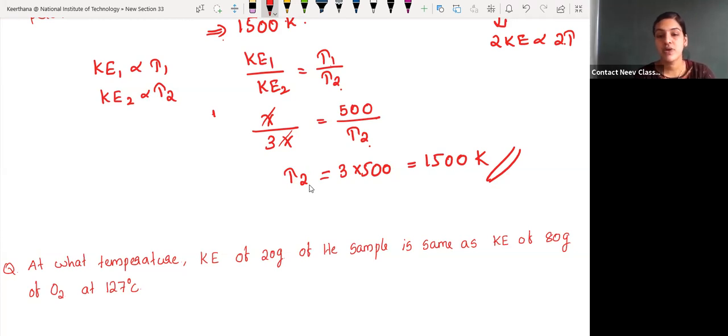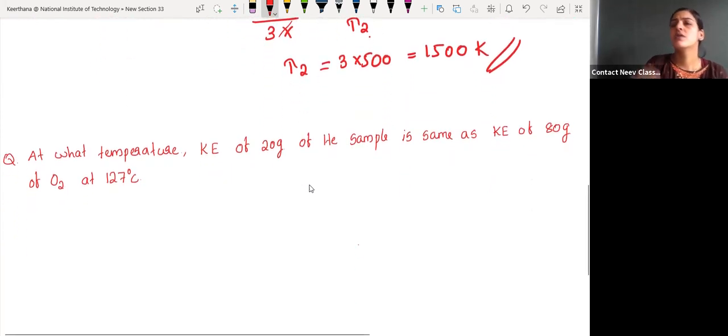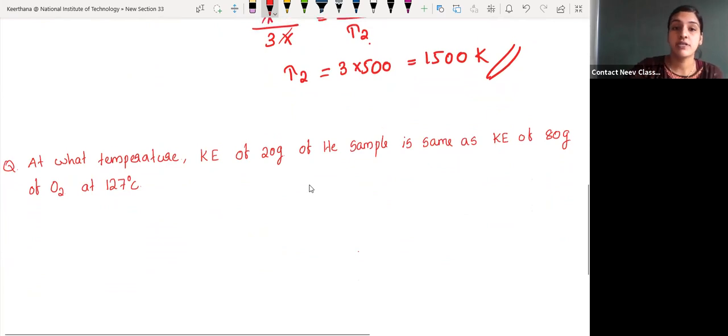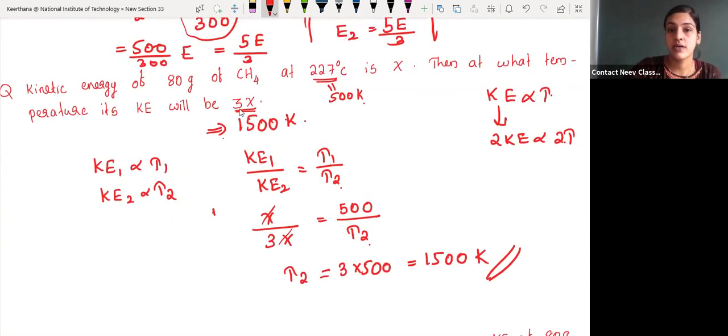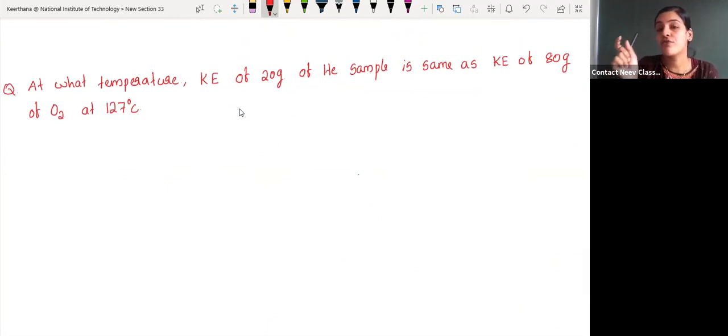Kinetic energy of, first you can just... kinetic energy. No, it's not the same thing. There is a difference. What we are asking is: kinetic energy of 20 gram of He sample is equal to kinetic energy of 80 gram of O2. So what is the kinetic energy of 20 gram of He sample?